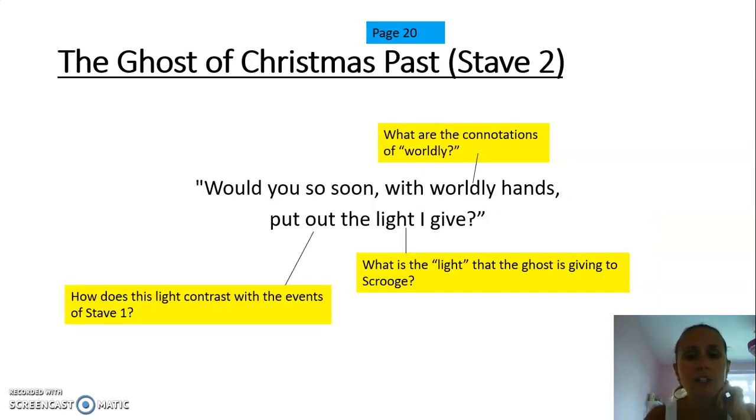And then this is going on to fact 8. So the Ghost of Christmas Past, if you go back to page 20, this is something that he turns around to Scrooge and says. So again, have a go at annotating it using those questions and prompts that I have put on the screen now.